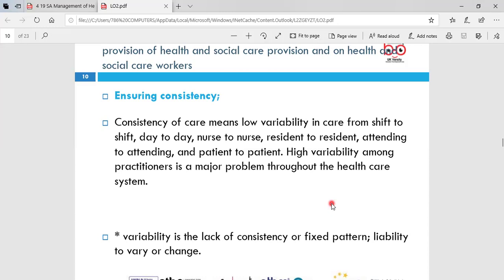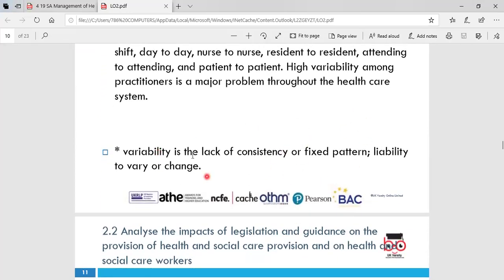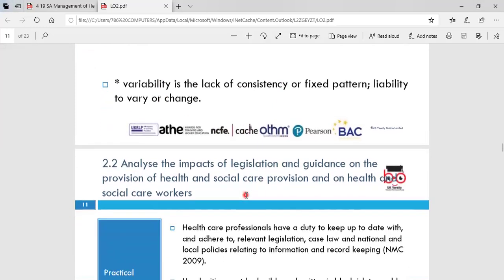As we mentioned, communities from ethnic minorities get lesser care compared to people who have a majority, which is white people over here, obviously. According to research, this is one very major determinant of health, and other provisions, such as the social determinants of health, are also impacted by these factors. So variability is the lack of consistency or fixed pattern, so there's liability to vary or change in it.